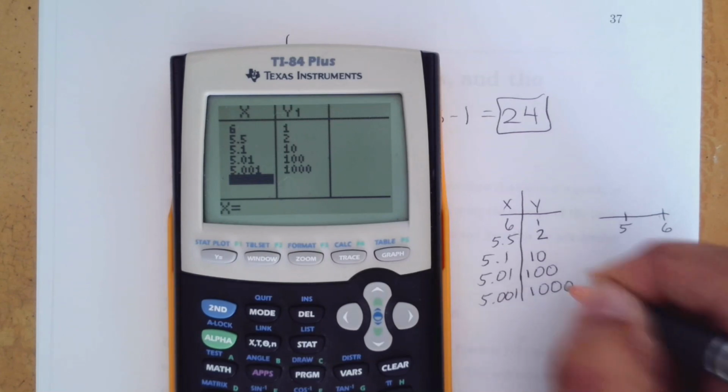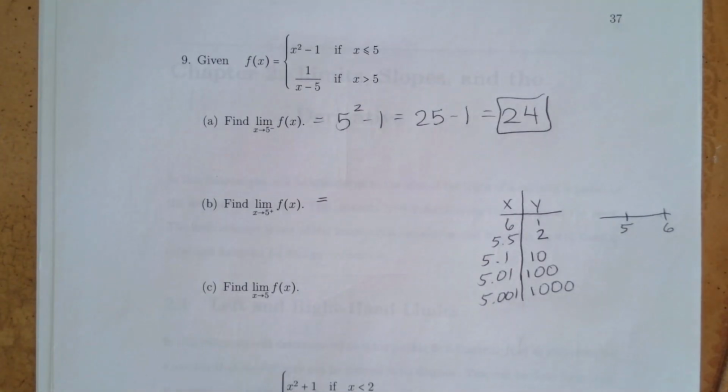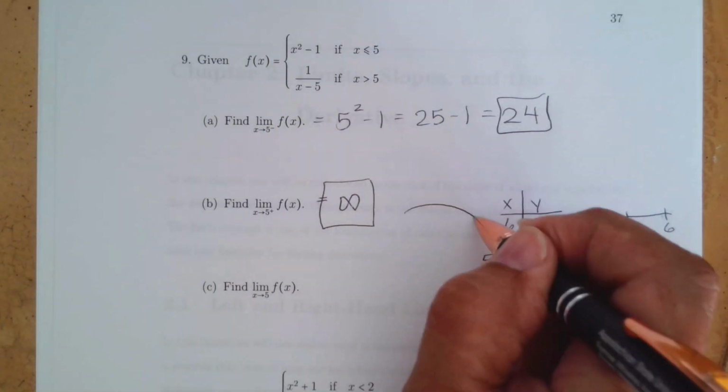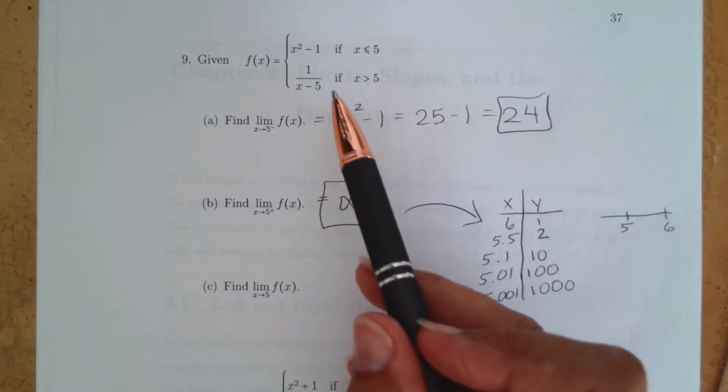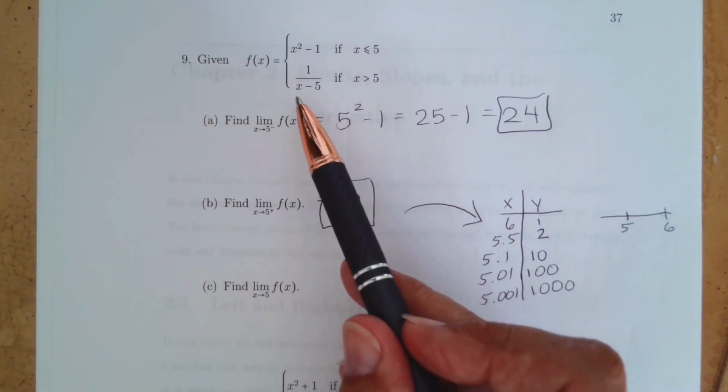So the limit as x approaches 5 from the right is infinity. Based on that, I couldn't plug it in here because I got 0 in the bottom. Sometimes you can, sometimes you can't.